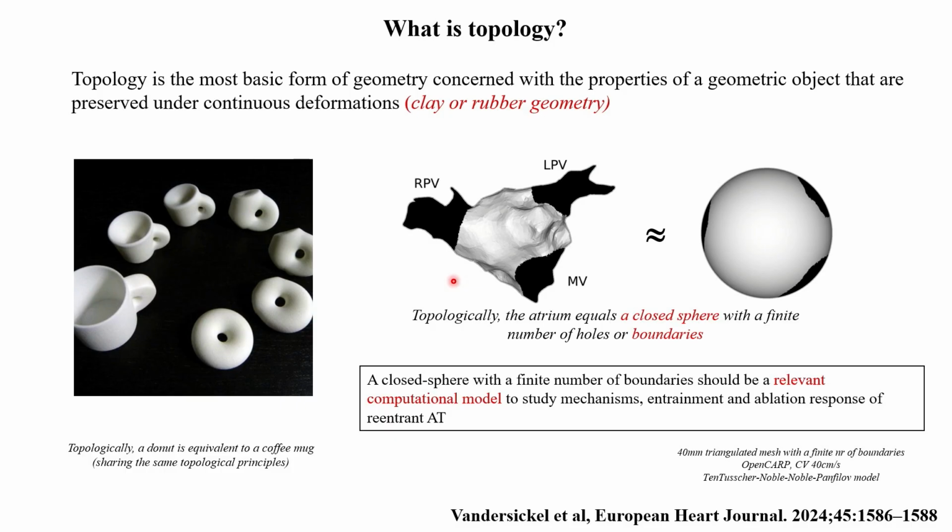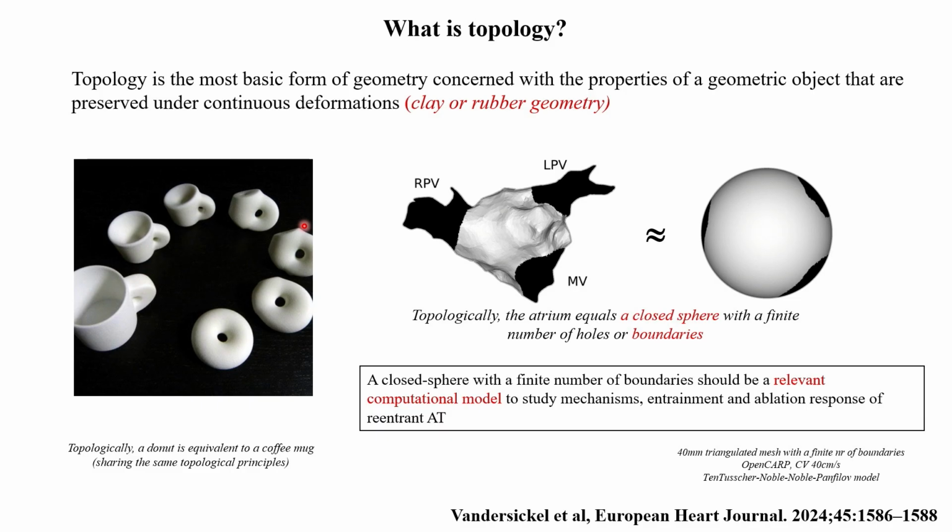Let's start with computational reentrant atrial tachycardia and with topology. What is topology? It's a basic form of geometry, called clay geometry or rubber geometry. It's concerned with the properties of a geometric object that are preserved under continuous deformation. You cannot rip it apart, but you can continuously deform it. That's topology. For a topologist, a donut is the same as a cup of coffee. If you take this donut and play with your hands, you will see that without ripping the structure, you get a cup of coffee. That's topology, the mathematics around it.